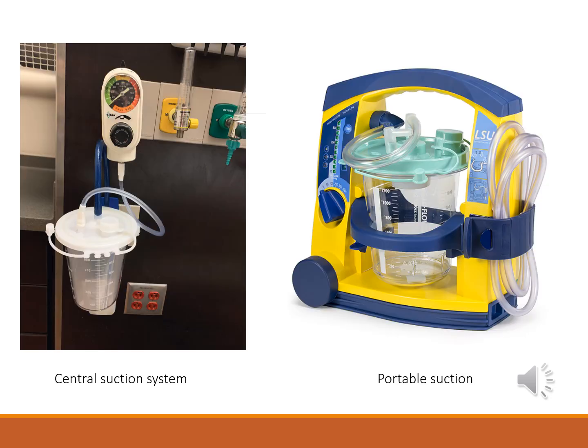The image on the left of this slide is an example of a central suction system. This is what you will have to check within the department and should be in some of the exam rooms. The image on the right is an example of a portable suction system that can be transported with the patient.